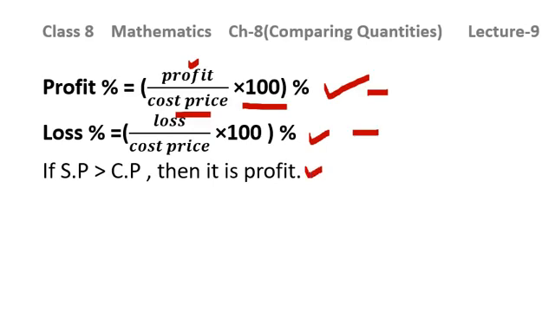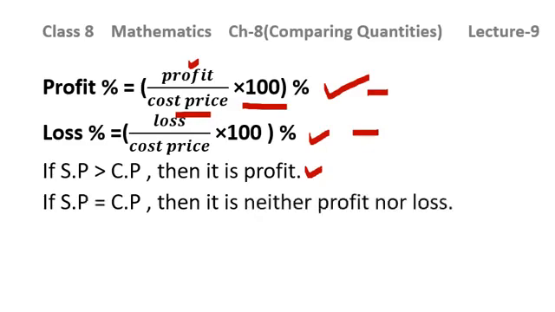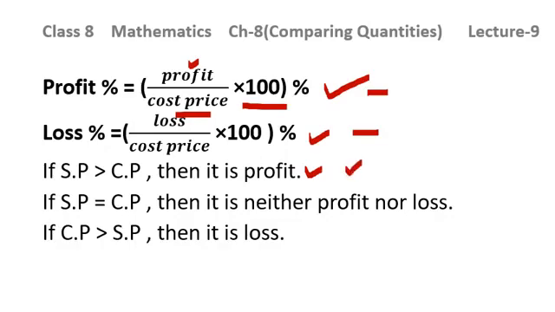Now, if SP is greater than CP, then it will be the case of profit. Obviously, if you are selling an item at a price greater than the cost price, then it is a case of profit. If SP is equal to CP, then there will be neither profit nor loss. If CP is greater than SP, then it is a case of loss. I think all three points are clear to you: SP greater than CP, profit; SP equal to CP, neither profit nor loss; CP greater than SP, loss.